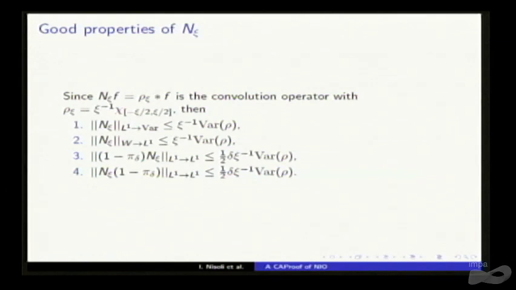Moreover, you can see here that the operator NC is well behaved with respect to the projection. And I think it is interesting to see here that, to get a good approximation, the size of the approximation must be small compared to the size of the noise.